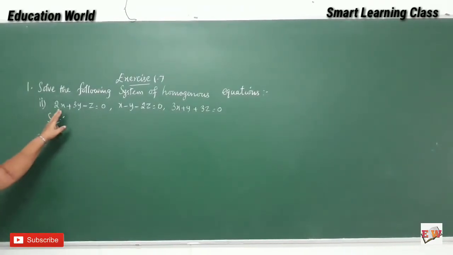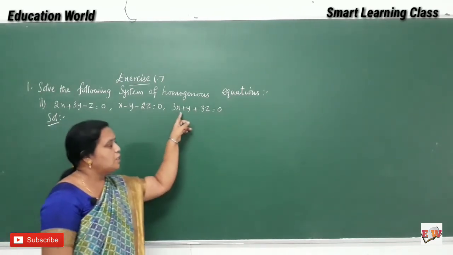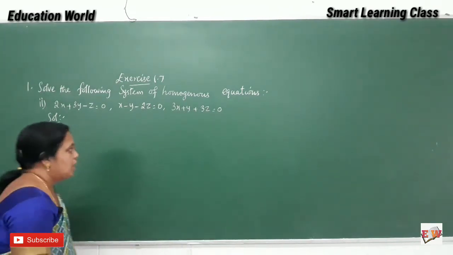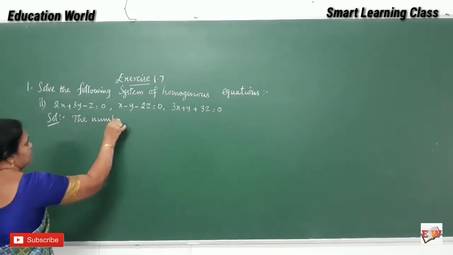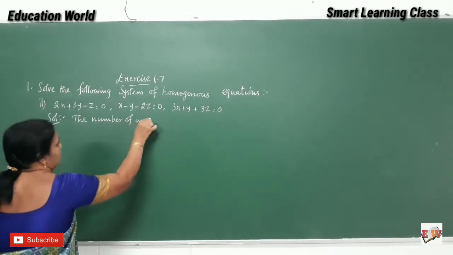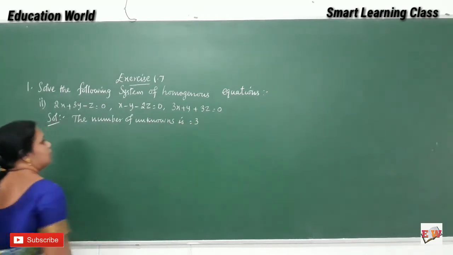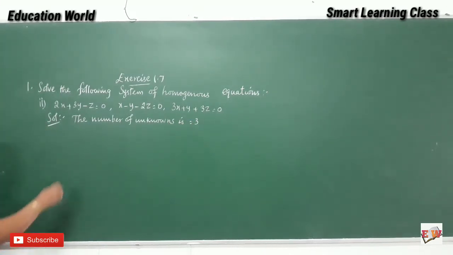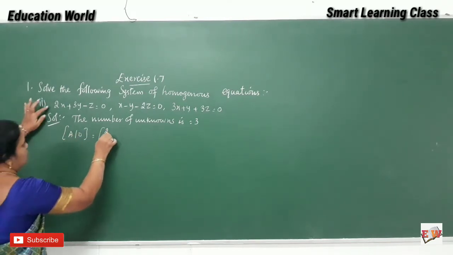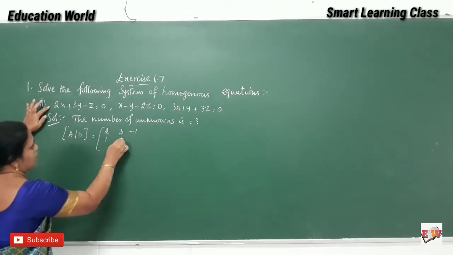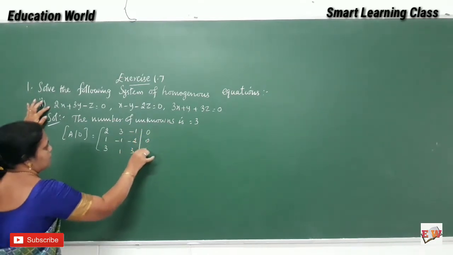Second subdivision: 2x plus 3y minus z equal to 0, x minus y minus 2z equal to 0, 3x plus y plus 3z equal to 0. Here the number of unknowns is 3. First, we write the augmented matrix: 2, 3, minus 1; 1, minus 1, minus 2; 3, 1, 3; and 0, 0, 0.